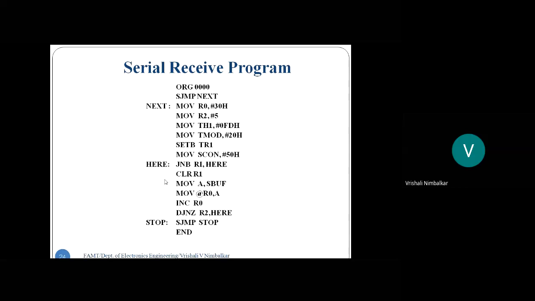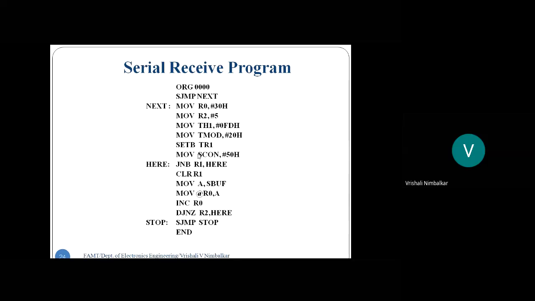So just a quick look at the program. We took one pointer to save the received characters. So the characters will be saved at 30 hex. 5 characters are to be received, so we loaded count 5 in the R2 register. And then we did all the initializations required for serial reception. FD hex is loaded in TH1 to get 9600 baud rate. 20 hex is loaded in TMOD to use timer 1 in mode 2 auto reload. Then we started the timer. Then we started the serial communication by loading 50 hex in SCON.